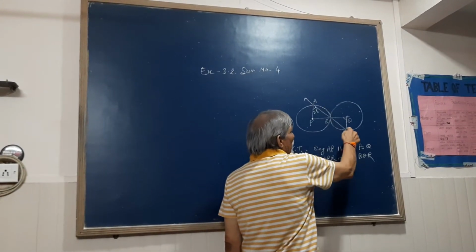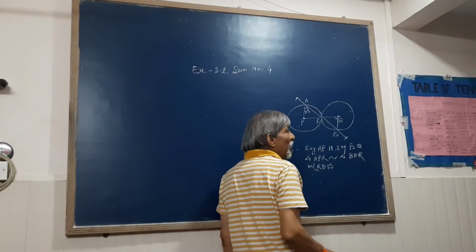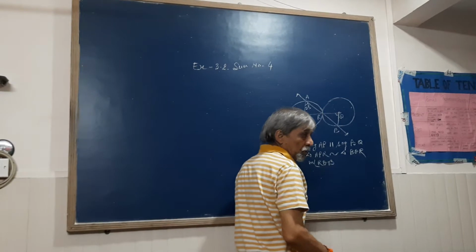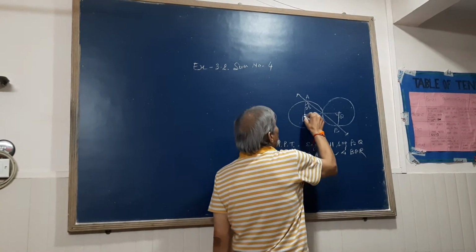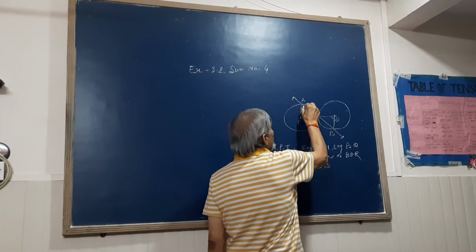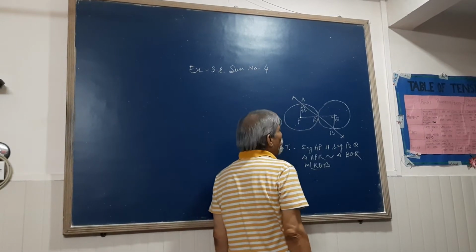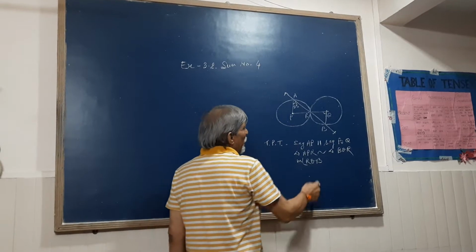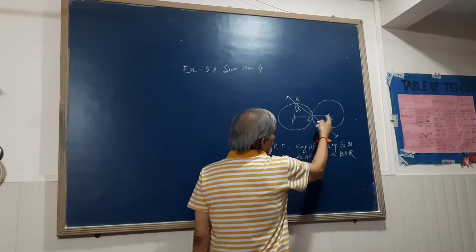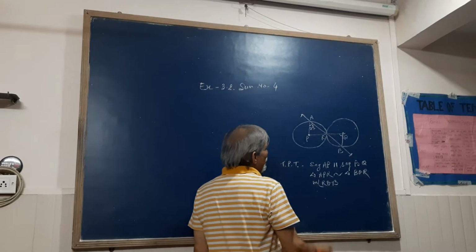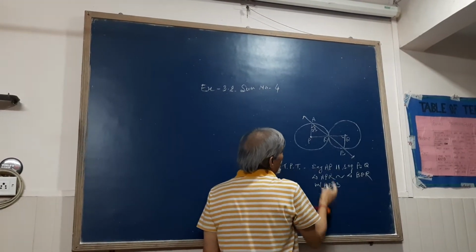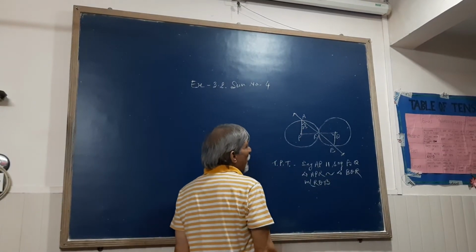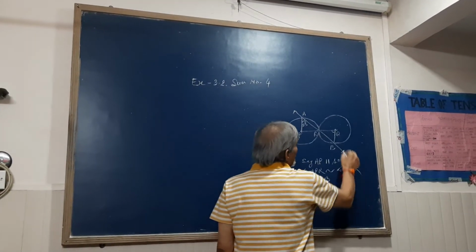This is A and B, where this line is intersecting both the circles. And angle PAR is given 35. So we have to find the measure of angle RQB, and we have to prove that segment AP is parallel to segment BQ.